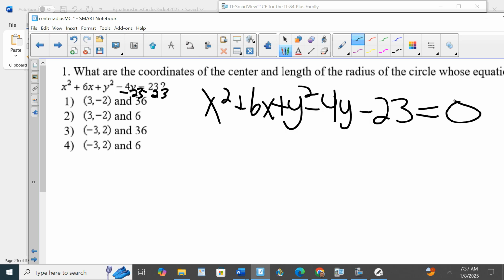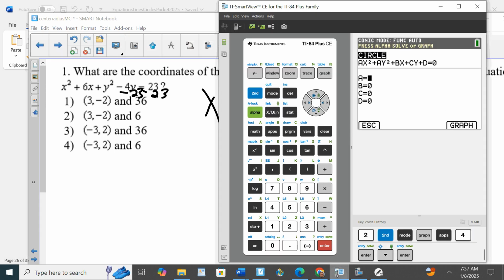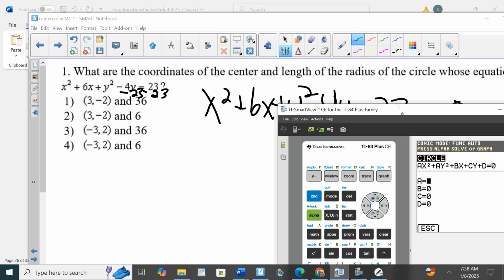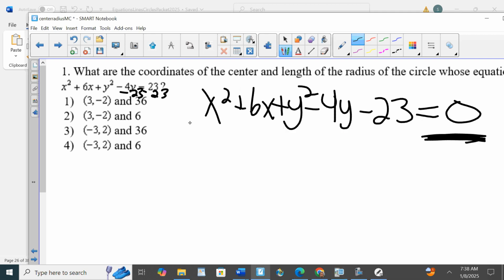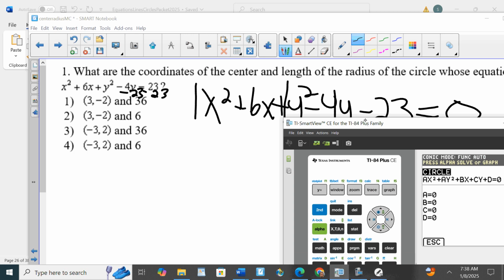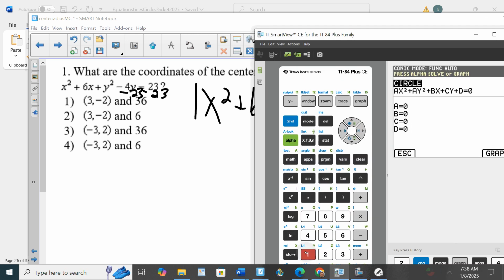That's the biggest issue students have with this. Make sure it's equal to 0. If it's not equal to 0, you're going to have to move that constant term over. So now, A, it says, is what's in front of x squared and y squared. A is going to always be 1. There's a 1 in front of the x squared and a 1 in front of the y squared, and that will always be the case. So my a value is going to be 1.